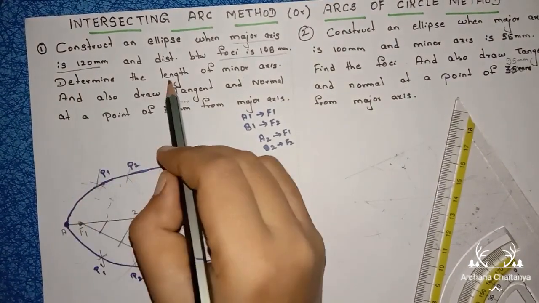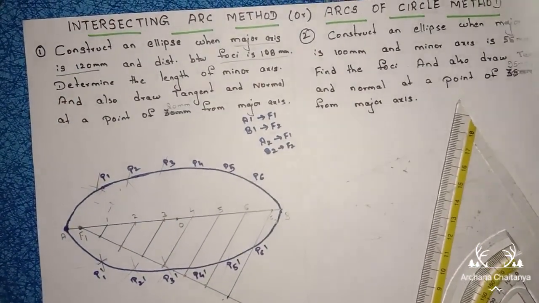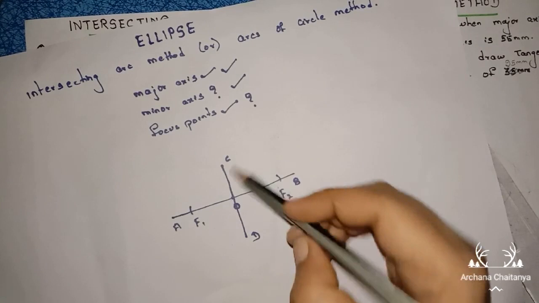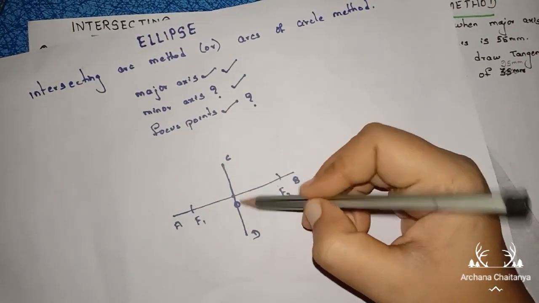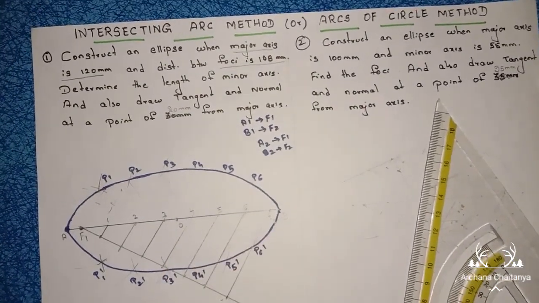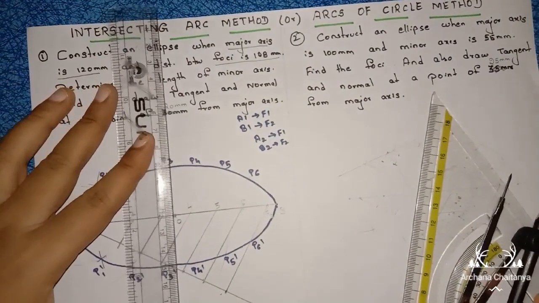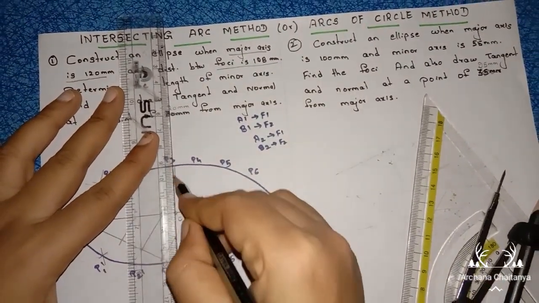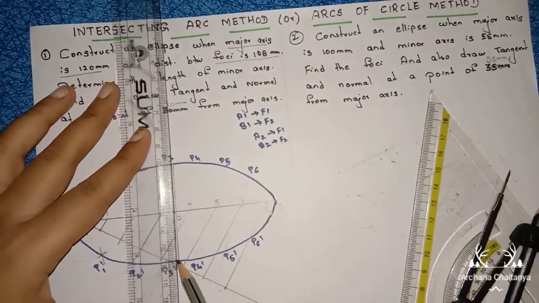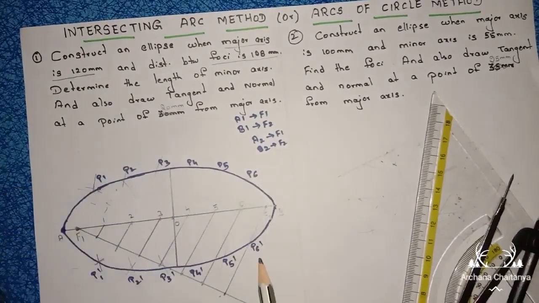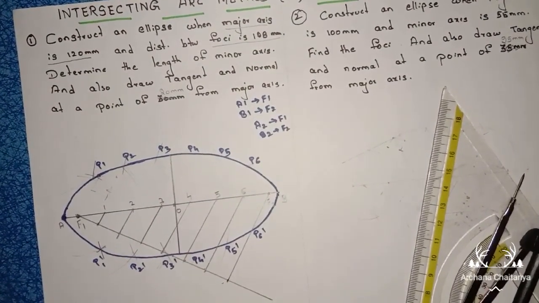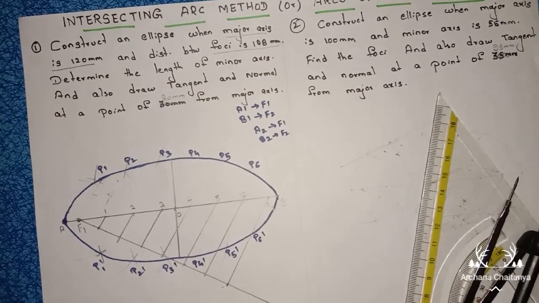Now determine the length of the minor axis. Where do we have to draw the minor axis? AB is your major axis, F1, F2 are the focus points. The minor axis will be here in a vertical manner, passing through the O point. So this is your O point. You have to draw it vertically. This is your minor axis length. After completion of your problem, below that you have to write: length of minor axis is 55.